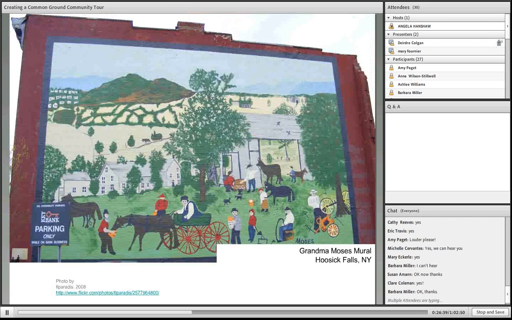Here's another example of a site of art. This is a reproduction of a painting by Grandma Moses, a folk artist, and the bank whose parking lot this overlooks have recreated this painting in the form of a giant mural.